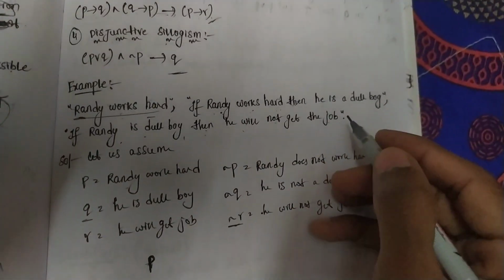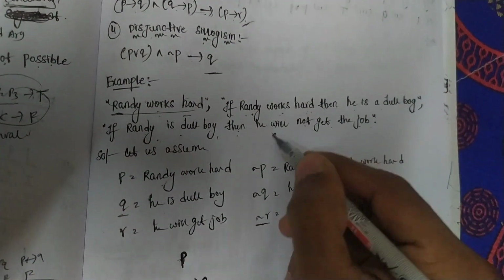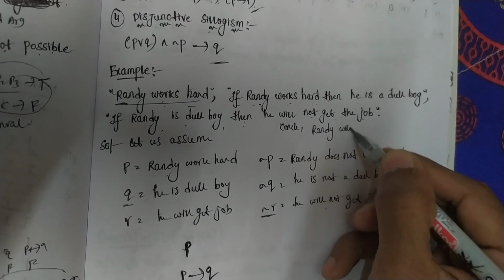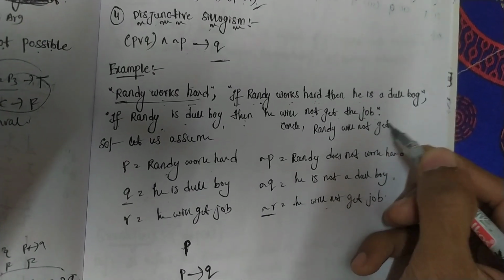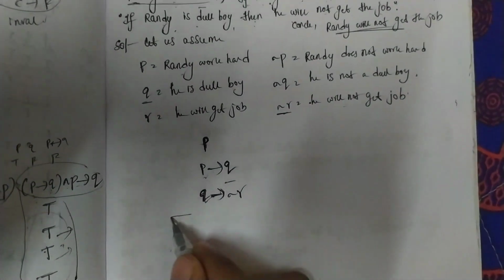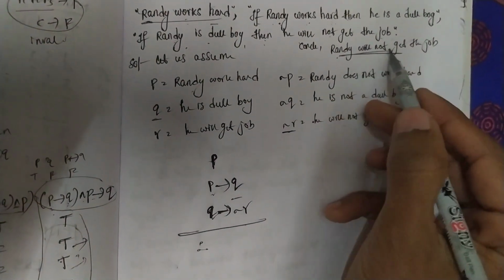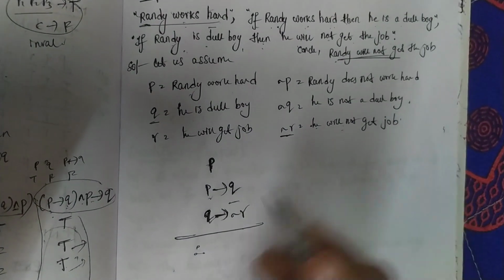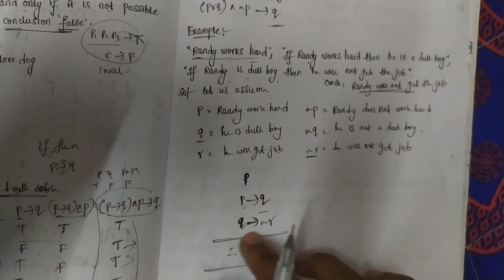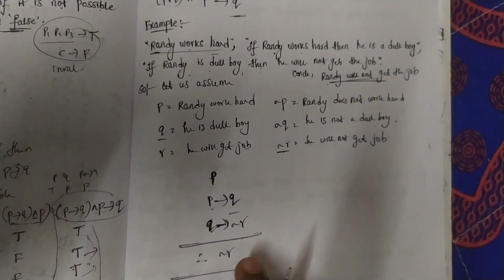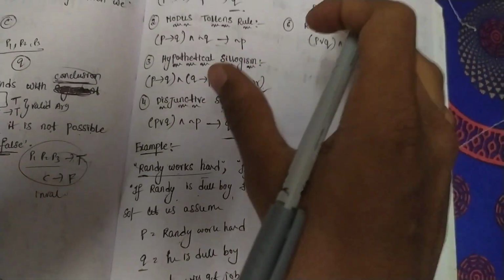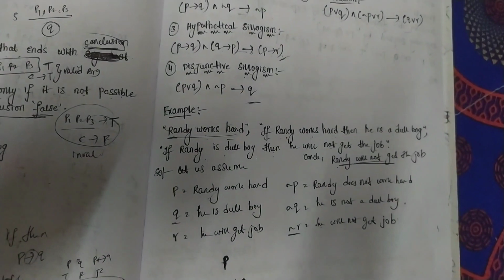Here I forgot to write the conclusion in the given question. The conclusion is: Randy will not get the job. So these three are the premises. The conclusion means therefore Randy will not get the job, that is negation R. So these are the premises and this is the conclusion. How do we conclude whether it is a valid argument or not? By using these rules we have to conclude whether it is a valid argument or not.